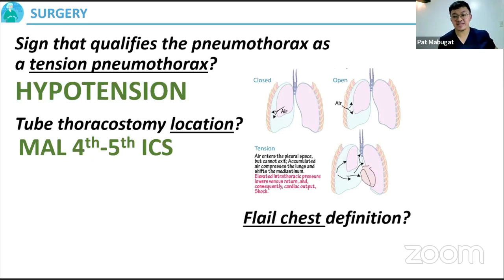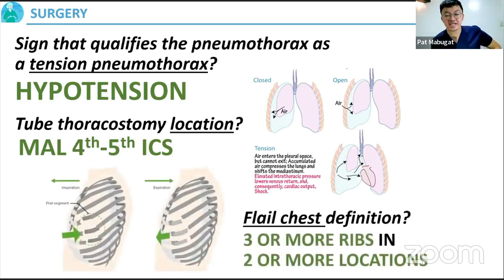Next, what's flail chest? Flail chest is fractures in 3 or more ribs. That's contiguous ribs in 2 or more locations. So the ribs need to be following each other. So second, third, fourth, right? Those ribs should be contiguous. Then it's in 2 points. 2 points of the rib should be injured.